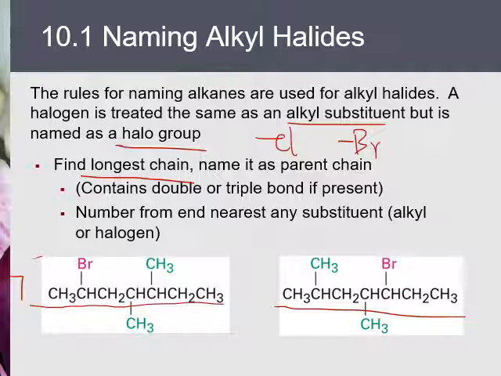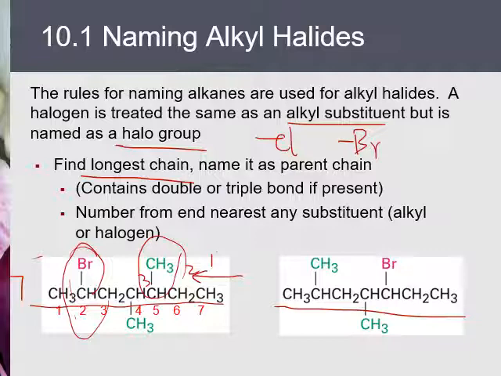All right. Then you number from the end nearest any substituents. So for the first molecule, we number from left to right, 1, 2, 3, 4, 5, 6. So the first substituent is bromo, which is number 2. Now if you go from right to left, then the first one will be a methyl group on number 3. So 1, 2, and 3. Therefore, from left to right gives you the smallest number for the first substituent. All right, so that's the correct numbering.